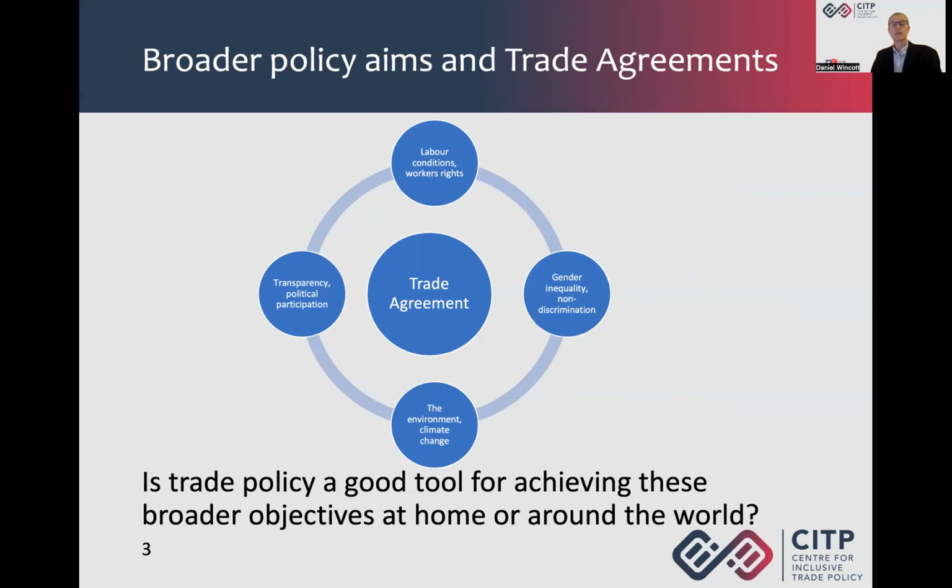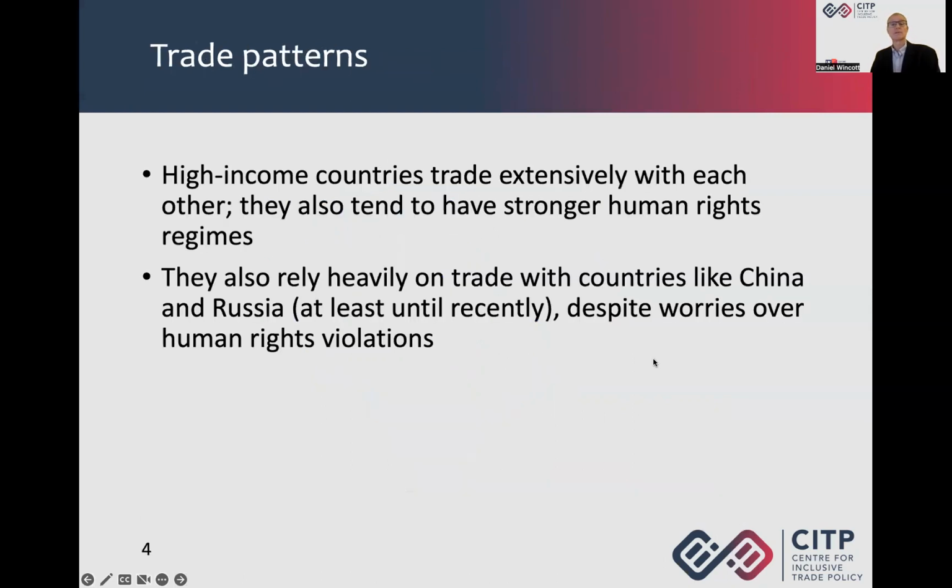And we need to ask whether trade policy is a good tool for achieving these broader objectives at home or around the world. If we look at trade patterns, high-income countries trade extensively with each other. They also tend to have stronger human rights regimes, but they also rely heavily on trade with countries like China and, at least until recently, with Russia, despite worries over human rights violations in those places.